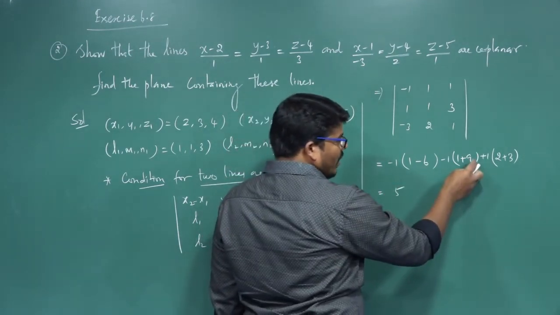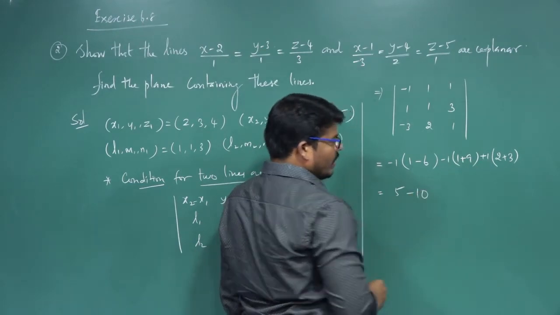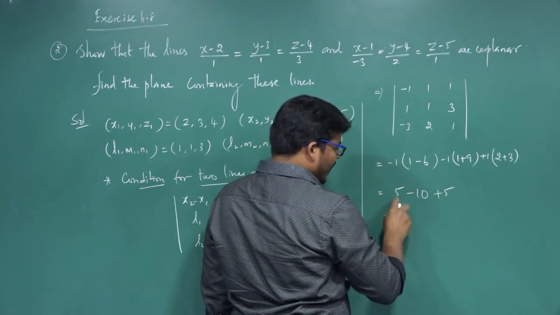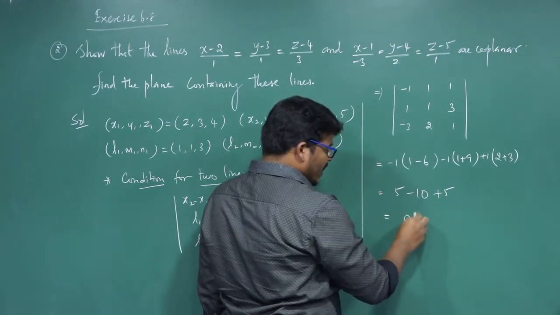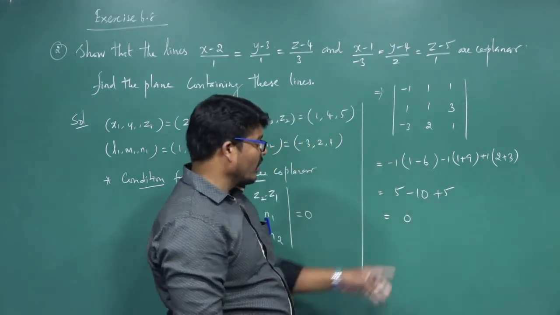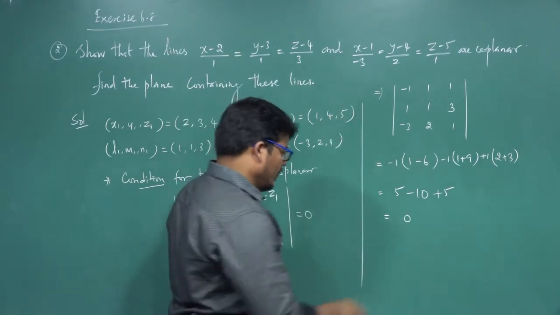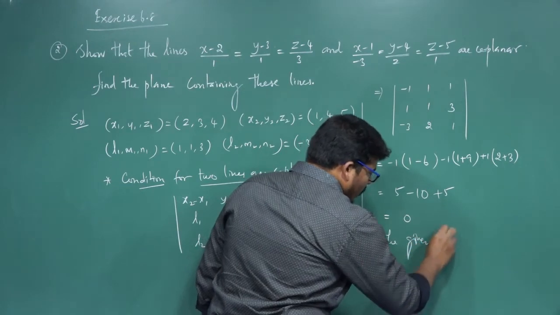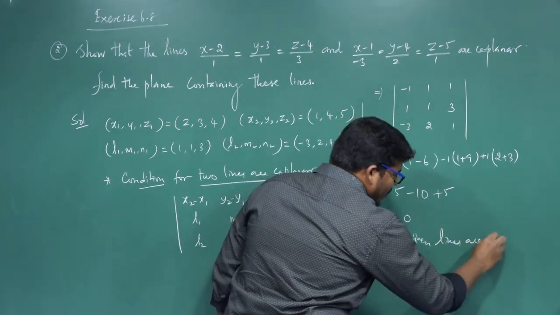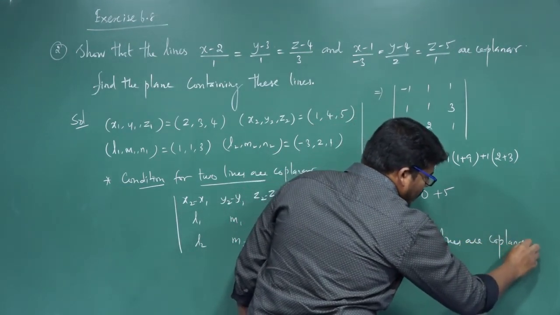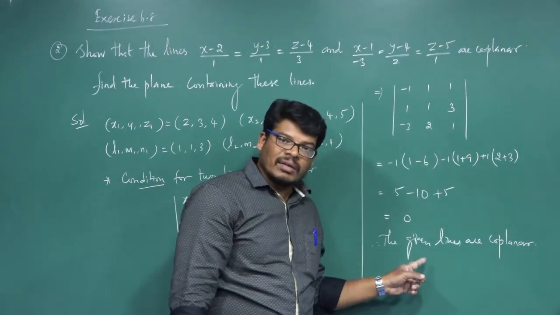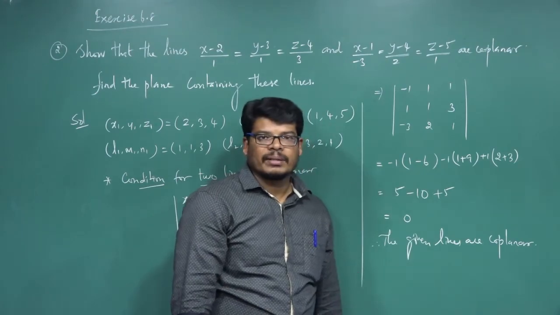Next, 9 plus 1 is 10, minus 10. 2 plus 3 is 5, into 1 is 5. This 5 plus 5 is 10, and 10 minus 10 is 0. This is equal to 0. Therefore, the given lines are coplanar. The determinant value is equal to 0. Therefore, the given lines are coplanar.